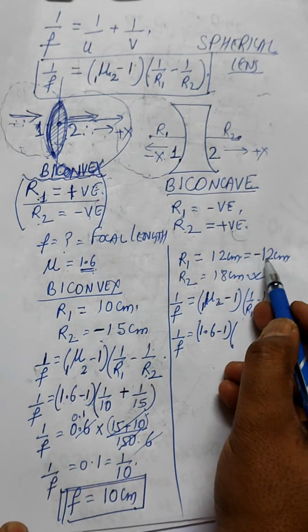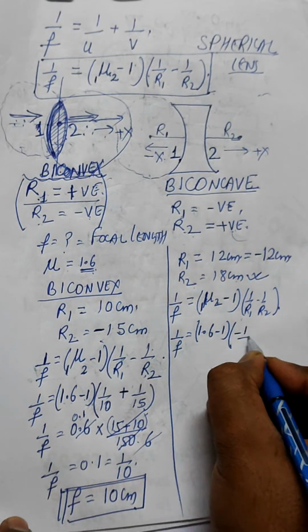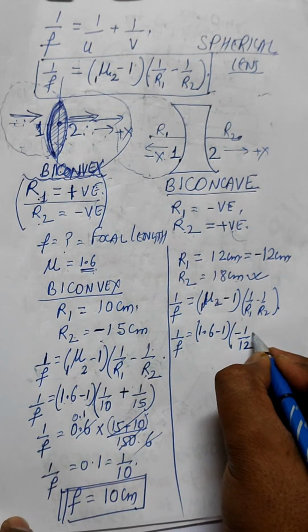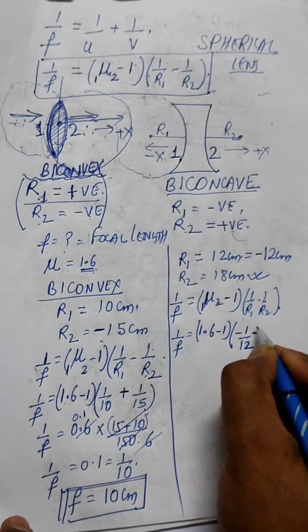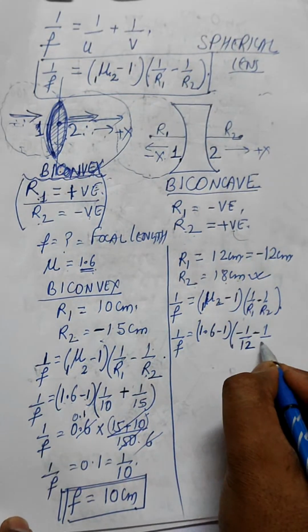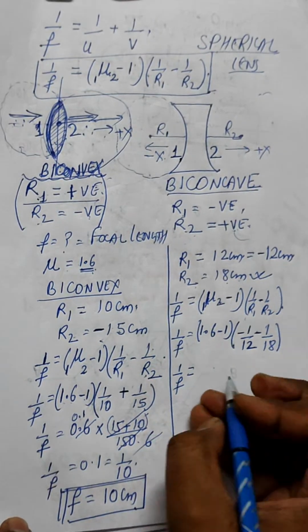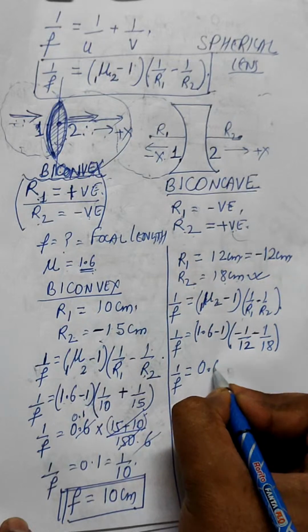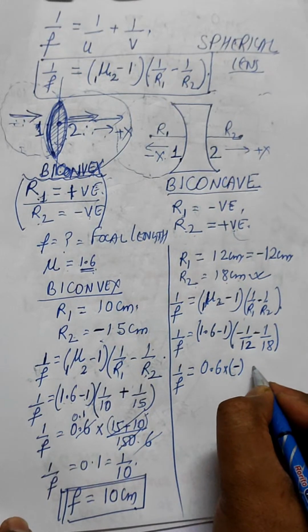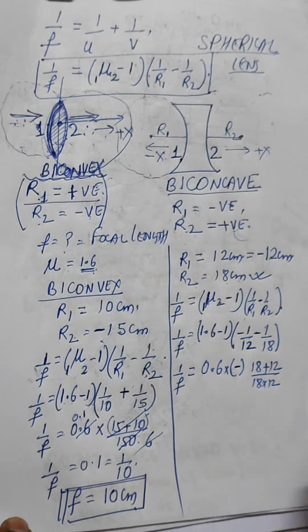So R1 is minus 12. R1 is minus 12, so it will be minus 1 by 12, taking minus in the numerator. Minus 1 by R2, so the value of minus will be this minus from the formula, and 1 by R2. R2 is always positive, so it's 18. So this will give you the value of 1 by f as 1.6 minus 1, that is 0.6, into minus, and 18 plus 12 by 18 into 12.